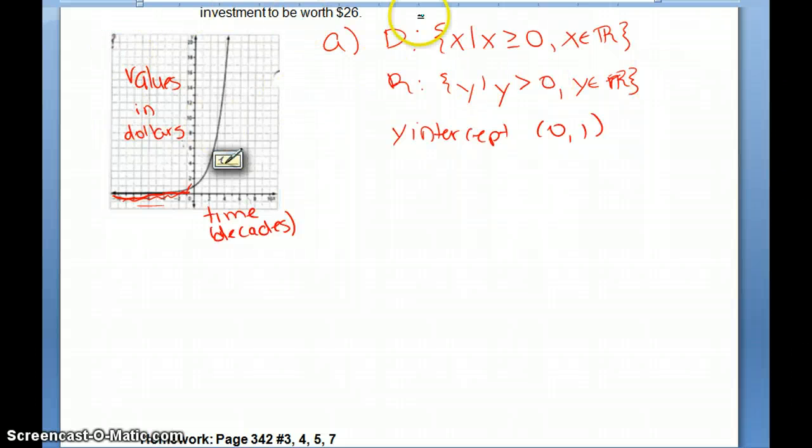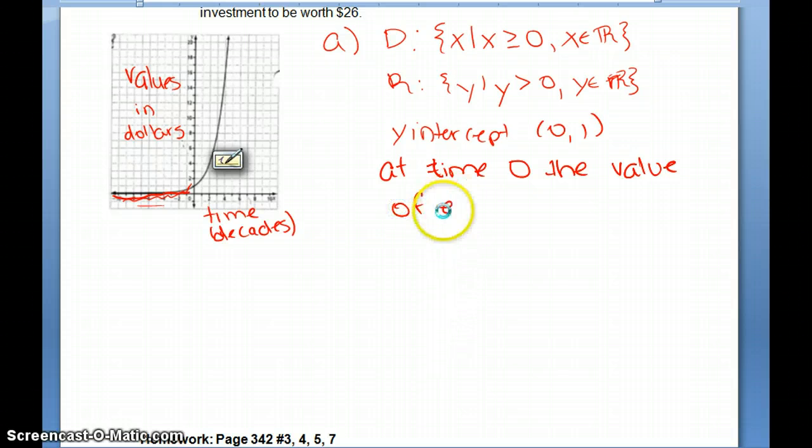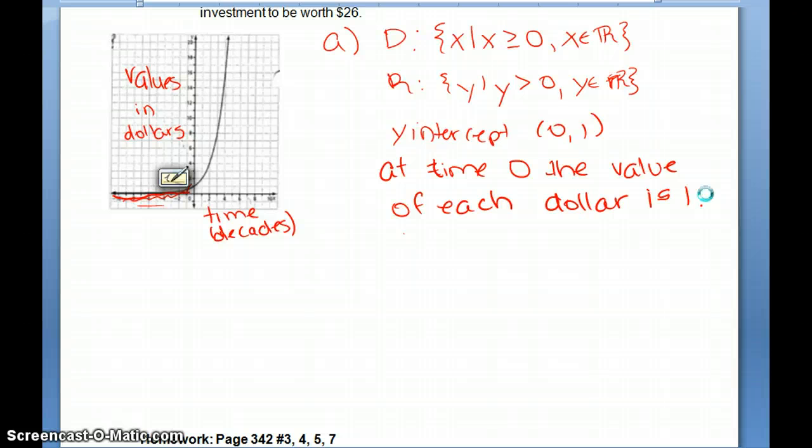So essentially what that is saying is that at time 0, or when you initially invest, so at the beginning, the value of each dollar is 1. So essentially when you first put it in, you put in $1, and if you want to take that out immediately, you're still sitting at $1. So for every dollar you invested, you're still sitting at $1, okay?